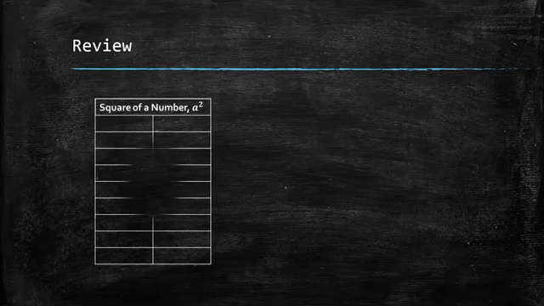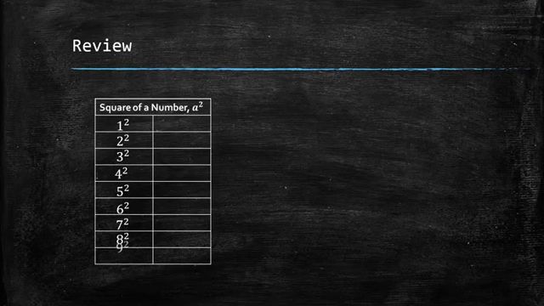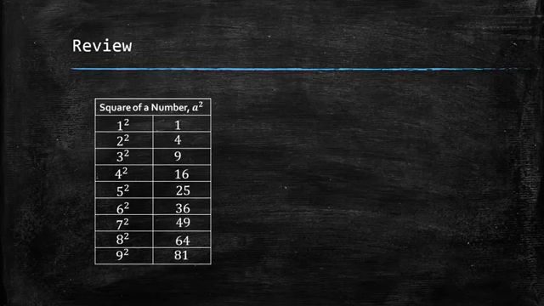So let's have just a little review class. Okay, because we need this. We have to know, as much as possible, class, you should already be familiar with the square of a number. Okay? Because we need it in factoring difference of two squares. What is the square of a number? Let's say for example, you have 1, then you square 2, 3, 4, 5, 6, 7, 8, 9. Okay? They are squared, meaning you squared the numbers. What is the result? 1, 4, 9, 16, 25, 36, 49, 64, and 81.